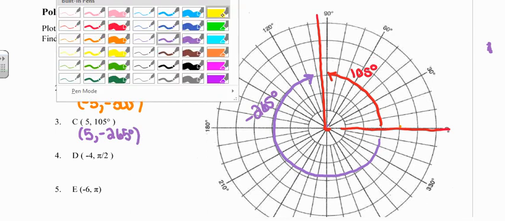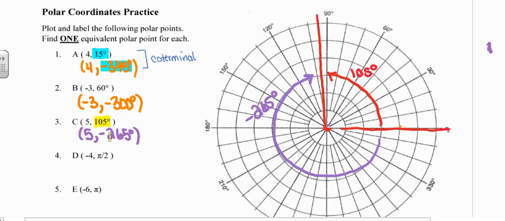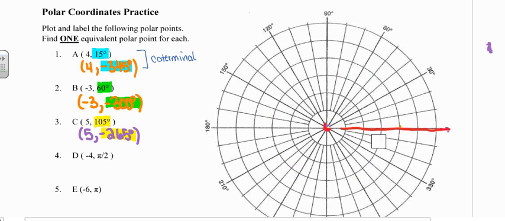And again, notice that every single one of these pairs are always going to be coterminal angles. Once we found our angle, we want to count out 5 units and label that point C. Again, I'm going to erase. Hopefully you're just watching me do this so that your picture doesn't get too cluttered.